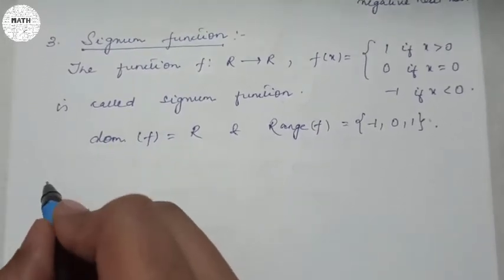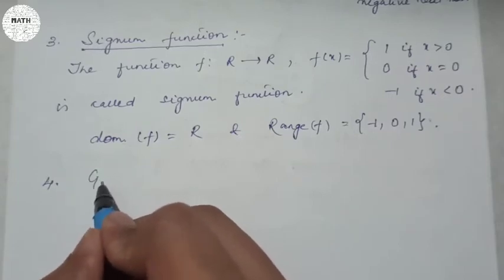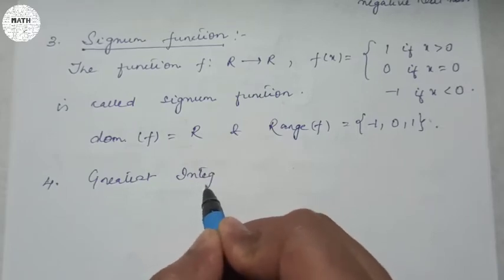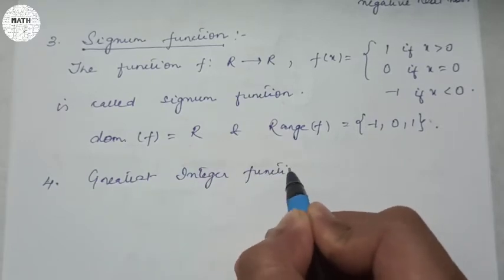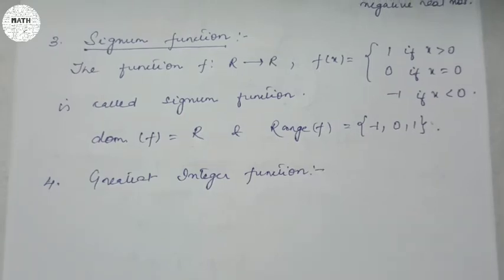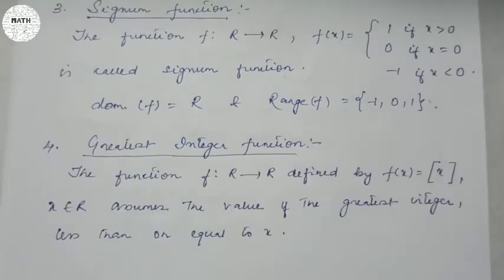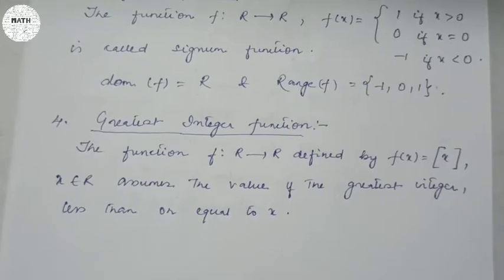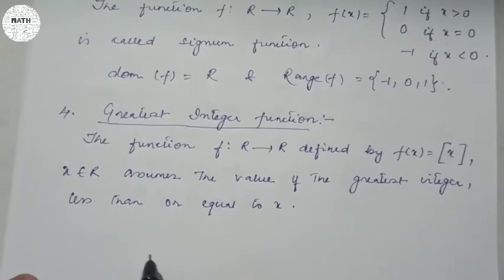Then comes the very important topic, nothing more than your greatest integer function. The definition is given to be the function f such that R tends to R, defined by f of x is equal to the bracket of x, x belongs to R, which assumes the value of the greatest integer less than or equal to x. Now some of you might not have understood the definition. Let me just illustrate with an example.